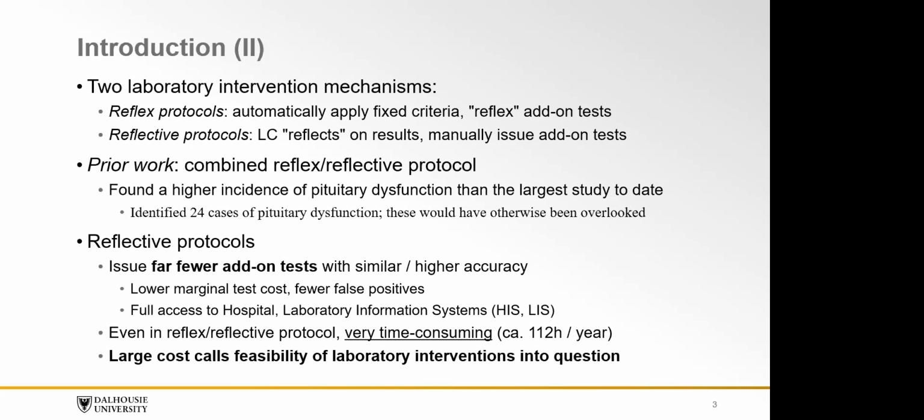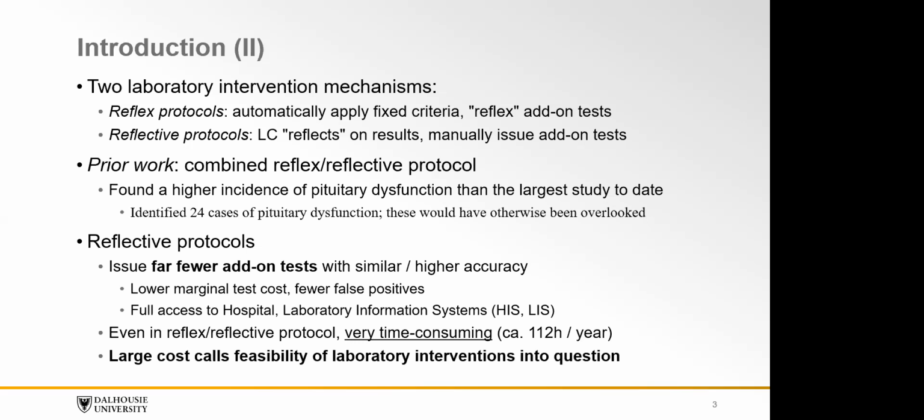So if you look at reflective protocols, these tend to issue far fewer add-on tests onto the patient's sample compared to reflex protocols, and yield similar or even higher accuracy. So issuing fewer tests means you have a lower marginal test cost, right? So the cost of adding on a test onto the patient sample, and you have fewer false positives because these tests come with a false positive rate.